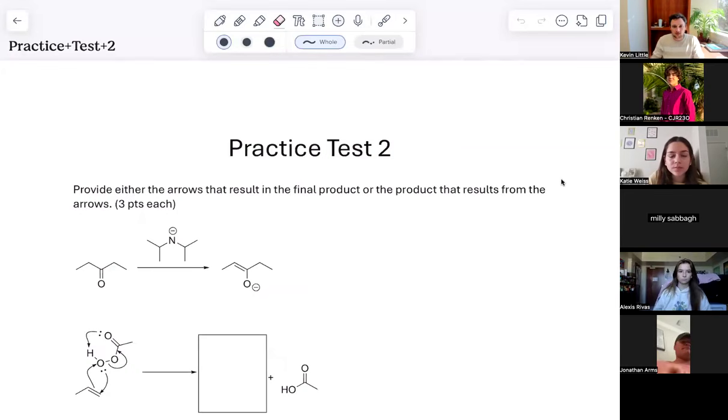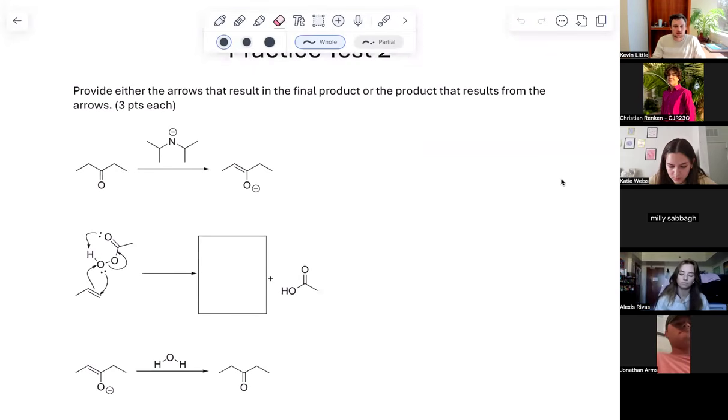All right, now we're going to talk about test two. So practice test two, just some kind of practice to get into it, to get an understanding of what kind of questions I might be asking, what the format might look like.